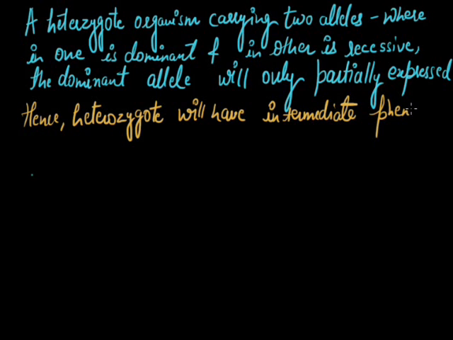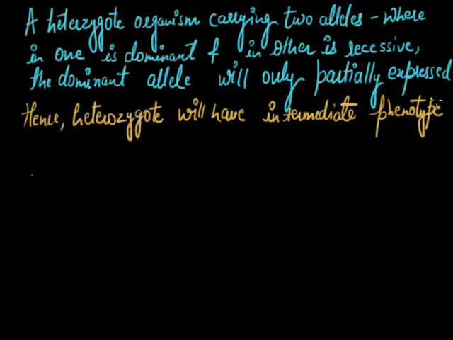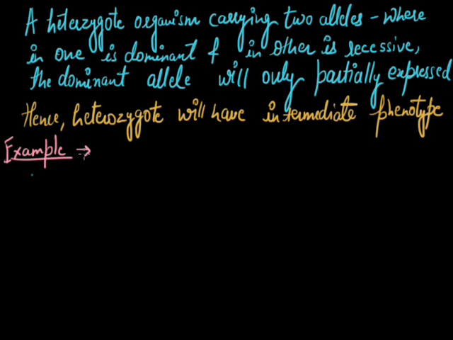As we have discussed, what is phenotype? As we all know, phenotype is the physical appearance of an organism. So in incomplete dominance, when the organism is heterozygote, having different alleles in which one is dominant and the other is recessive, then the dominant one will partially express its character, not completely. Then in the heterozygous condition, in the F1 generation, we will get the intermediate phenotype of both the dominant and the recessive.